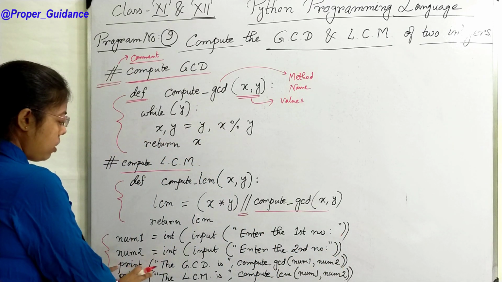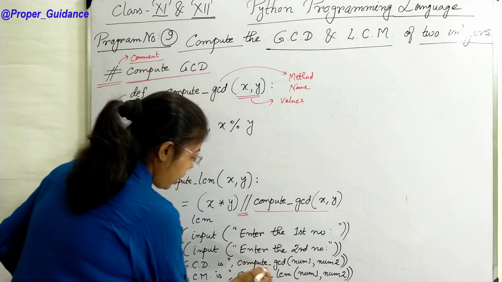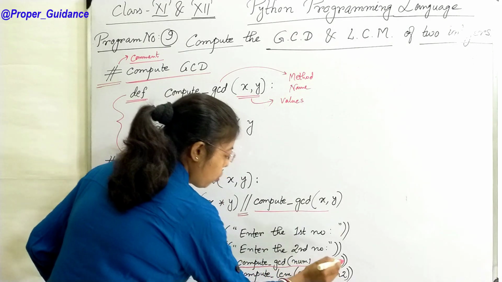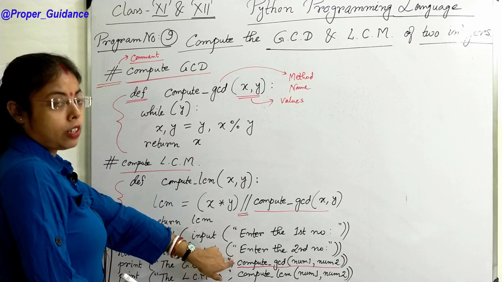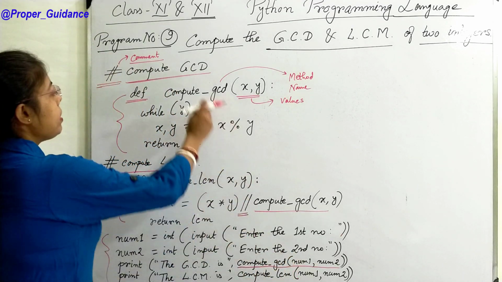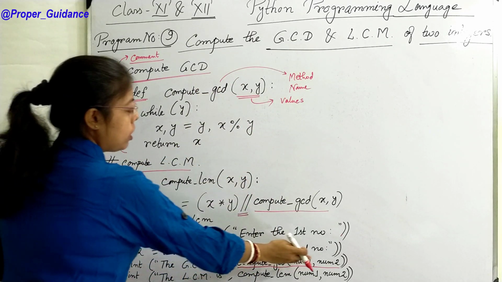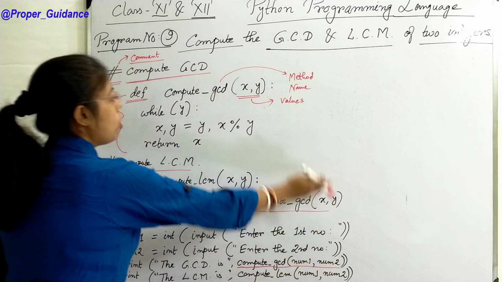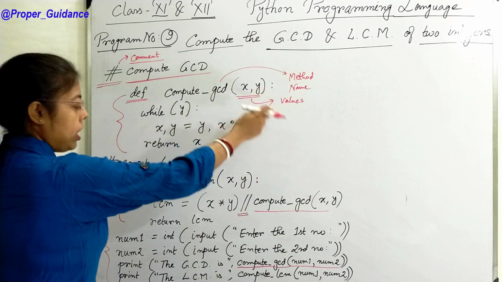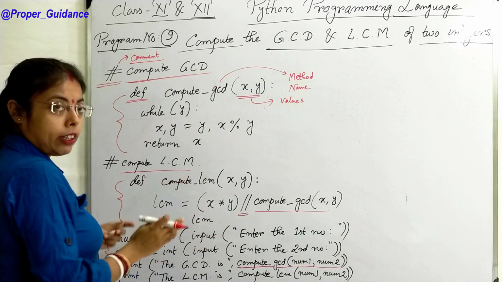After that, print the GCD is, comma, and here is the main thing, compute GCD num1 num2. This is the first method call, for the GCD. This method is called by passing the values num1 and num2, that is x and y. Here x will be num1 and y will be num2. This is the function calling method.